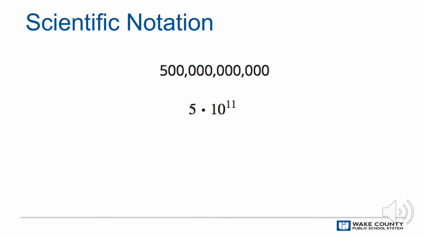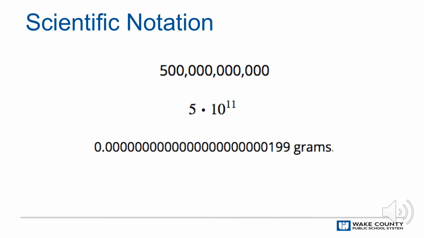The advantage to this way of writing the number is that we can see right away how many zeros there are. There are 11 of them, and we can more effectively compare numbers when they are both written in this form. The same is true for very small numbers. If we write this number using the power of 10, it becomes 1.99 times 10 to the negative 3rd power.